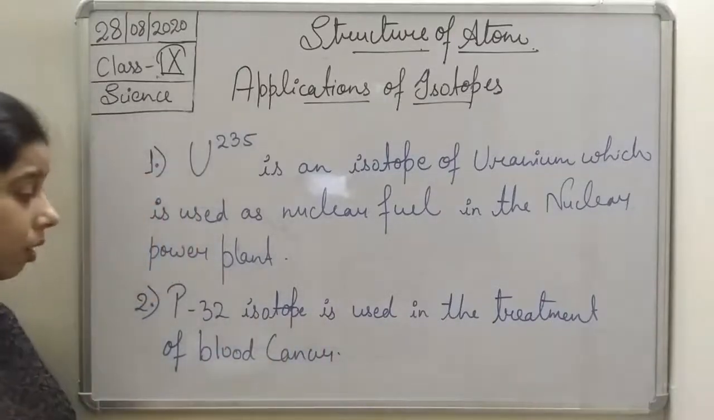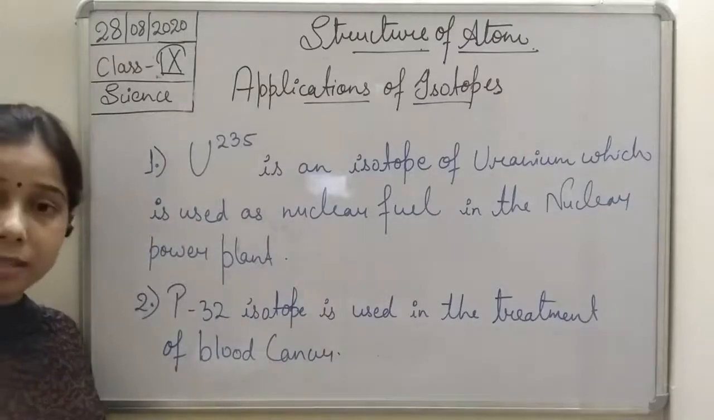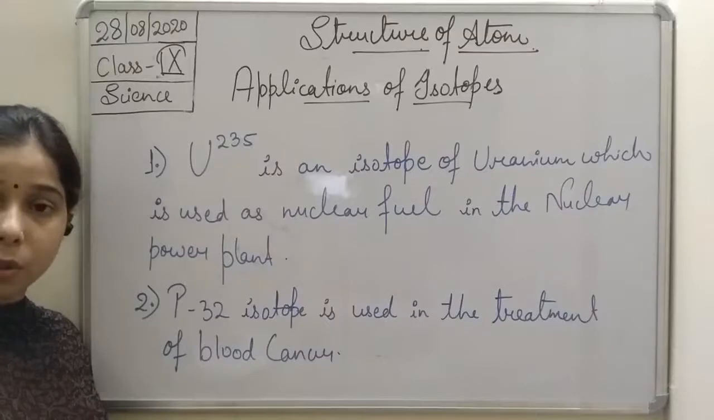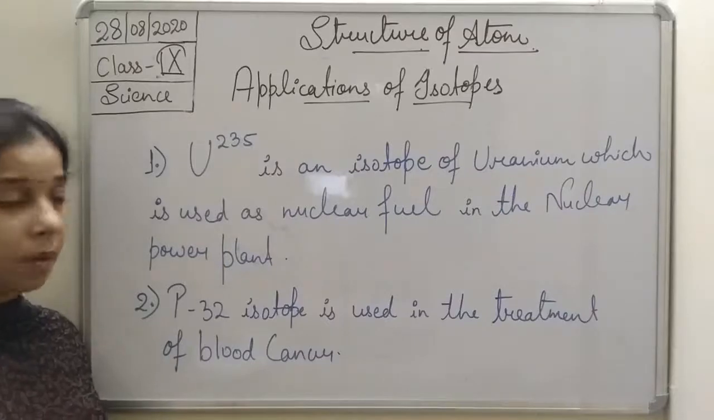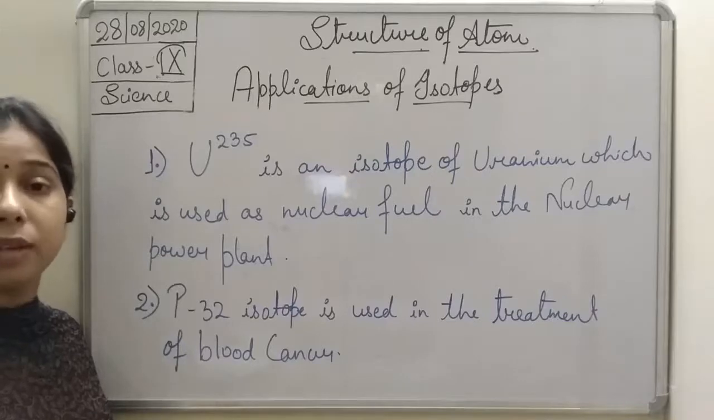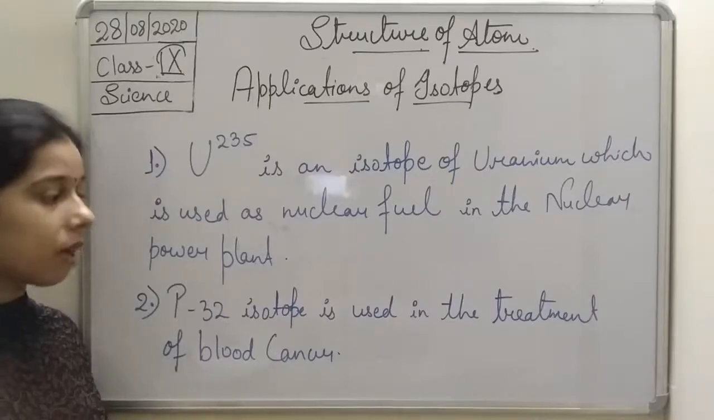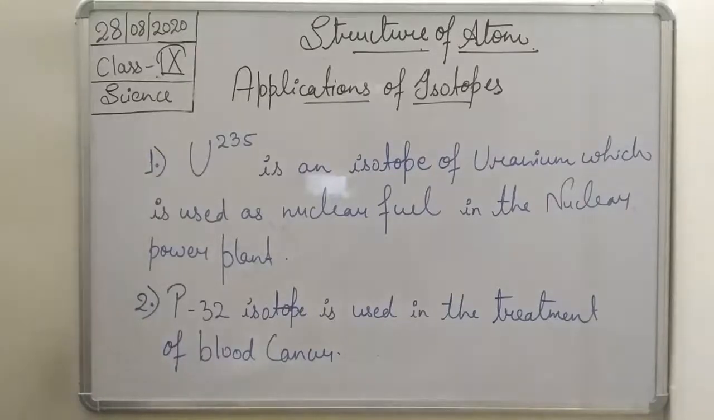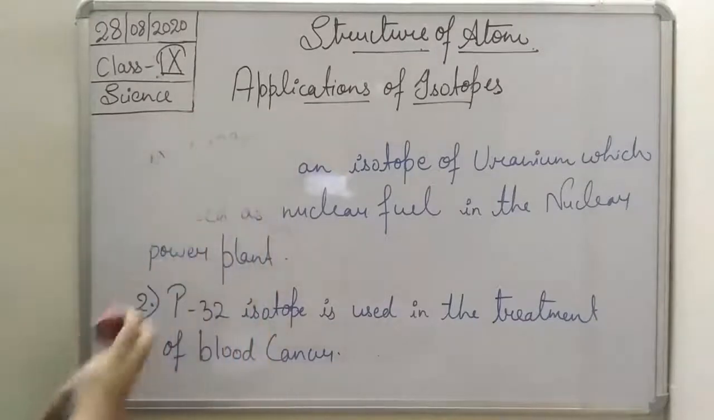So you see here, students, phosphorus 31 is not a radioisotope, but phosphorus 32 is a radioisotope, and this radioisotope is used in the treatment of blood cancer, which is also known as leukemia. So it is helpful in the treatment of leukemia. Then we talk about cobalt 60.